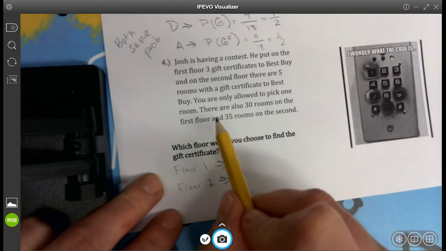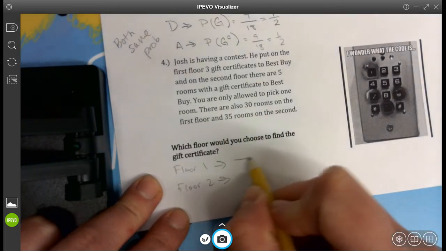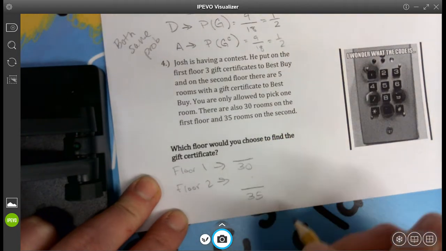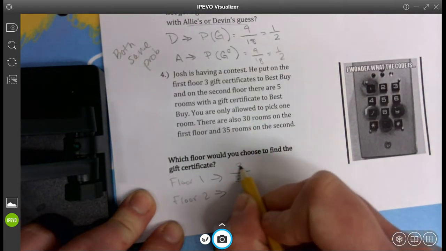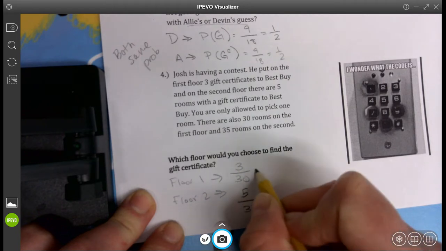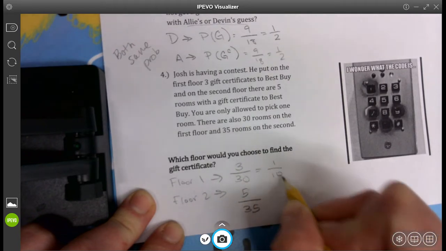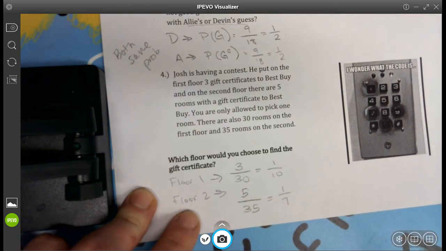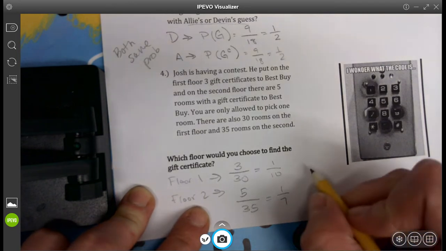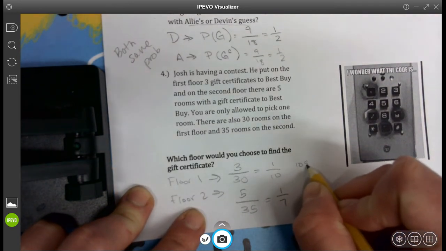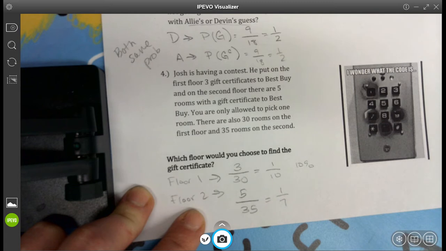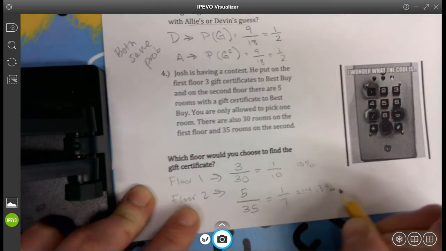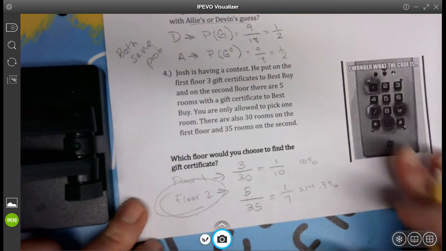All right. Well, on the first floor, there are 30 rooms. On the second floor, there are 35 rooms. There's 3 gift certificates on the first floor, and there's 5 on the second. So this is 1 out of 10 rooms, and this is 1 out of 7. So 3 divided by 30, yeah, that's 10% versus 14.3%. So I would go with floor 2. Okay.